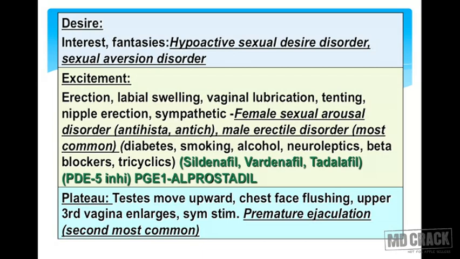The next stage of the sexual response cycle is the plateau stage. And in this plateau stage, the testes move upward, there is flushing of the chest and face, the upper third of the vagina enlarges, and there is sympathetic stimulation. If the stage of plateau is in problem and the plateau is not achieved, then the illness is called premature ejaculation. And this is the second most common illness, premature ejaculation.